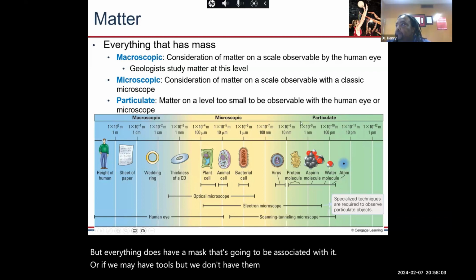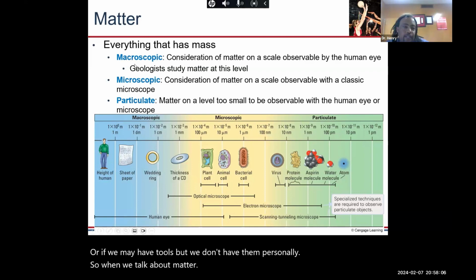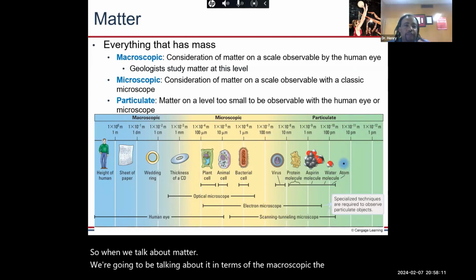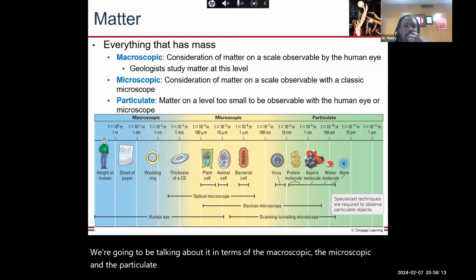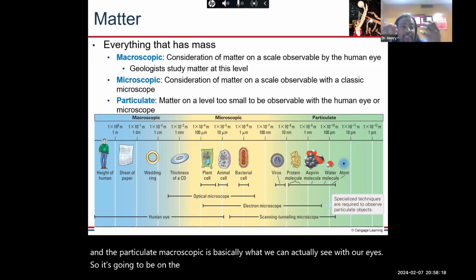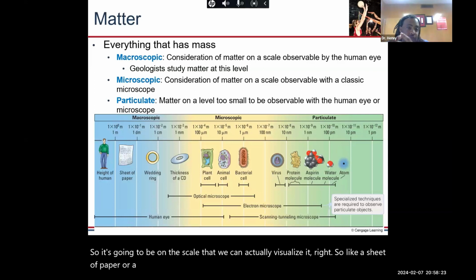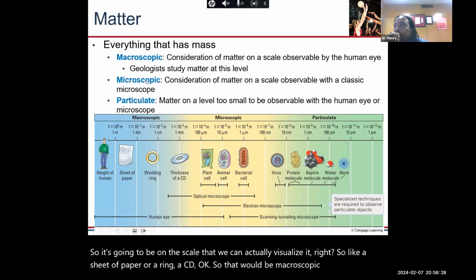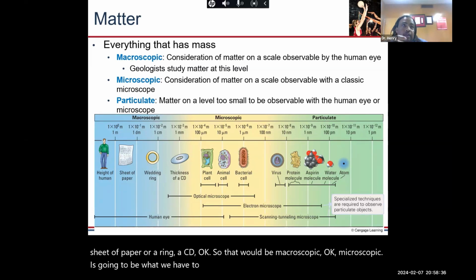So when we talk about matter, we're going to be talking about it in terms of the macroscopic, the microscopic, and the particulate. Macroscopic is basically what we can actually see with our eyes. So it's going to be on the scale that we can actually visualize it, right? So like a sheet of paper or a ring, CD, okay? So that would be macroscopic. Microscopic is going to be what we have to use a light microscope or a classic microscope to visualize.